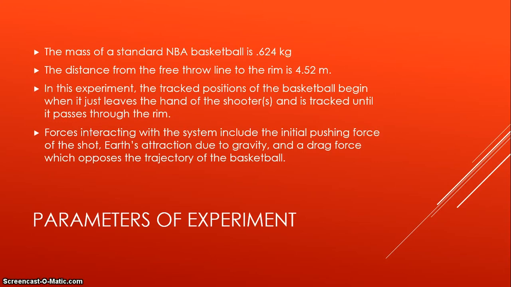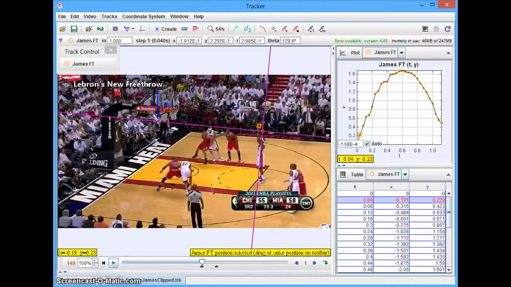The displacement of the basketball was tracked from the moment it left the player's hands until the moment when it completely passed through the basketball rim. Three forces were in play in the analyzed system: the initial force of the shot, the force of gravity, and a drag force. Shown here is LeBron James' free throw attempt in Tracker.